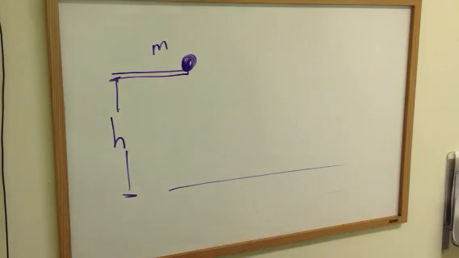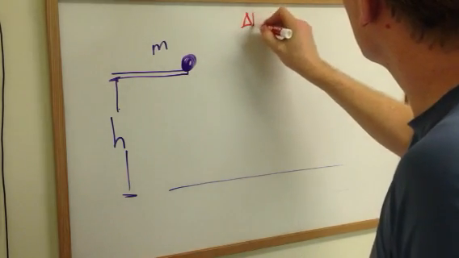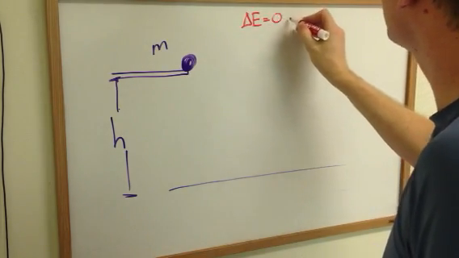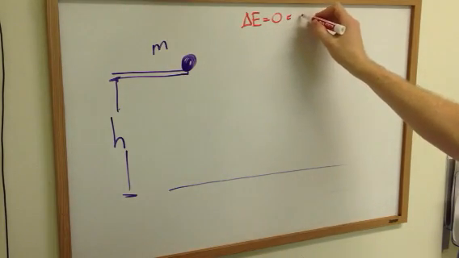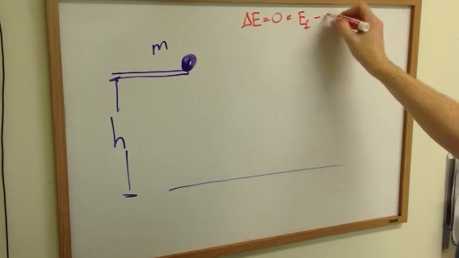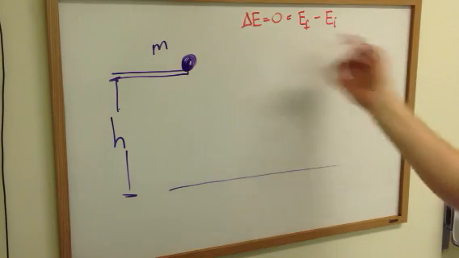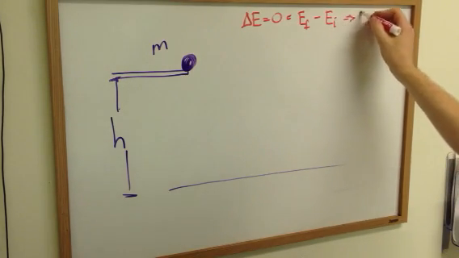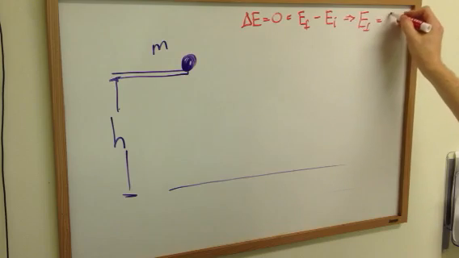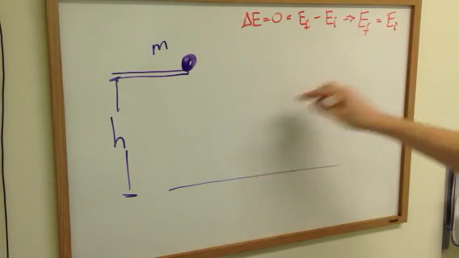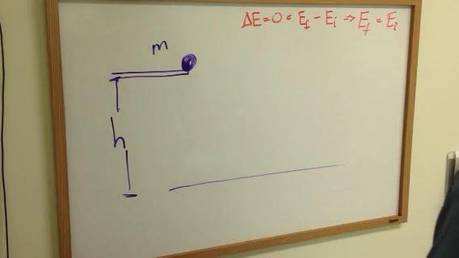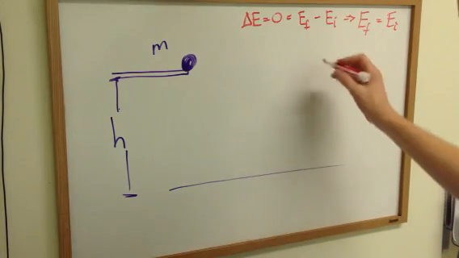And what is energy conservation going to say? It's going to say the change in energy is going to be 0. So that means the energy final minus the energy initial is going to be 0. What does that mean? Energy final equals energy initial. The energy is not changing. It's the same up here as it is down here. It's just going to be transformed into different categories.